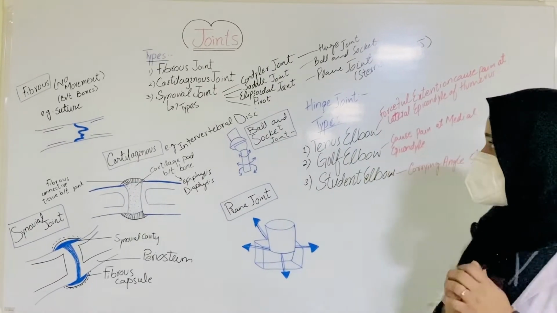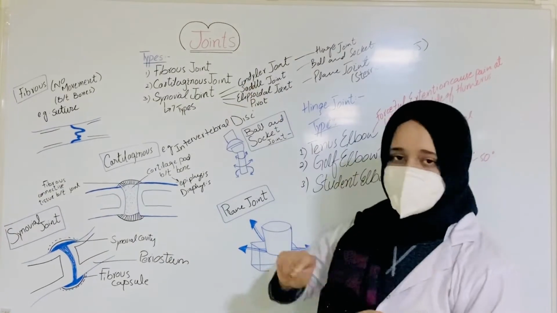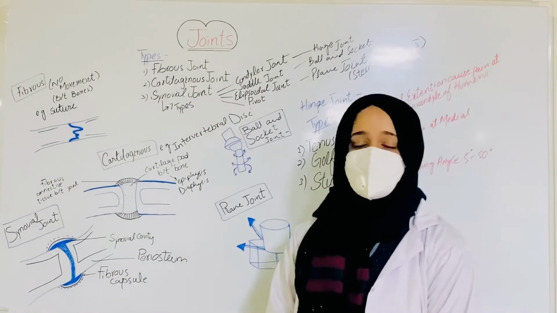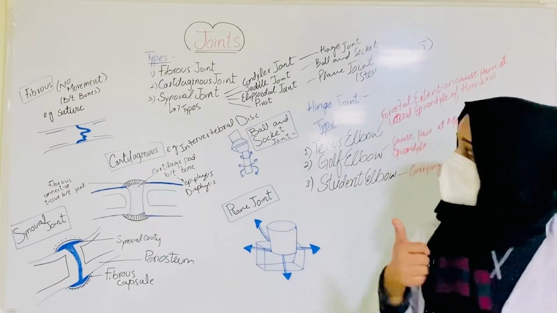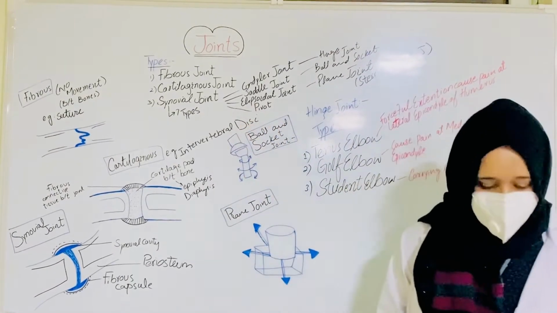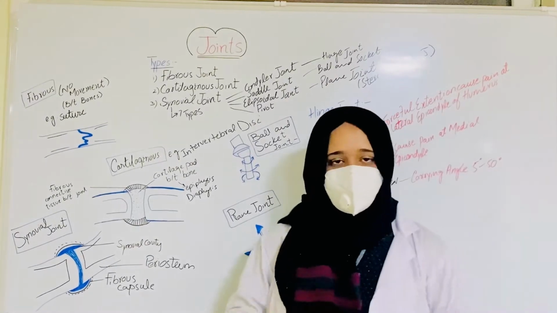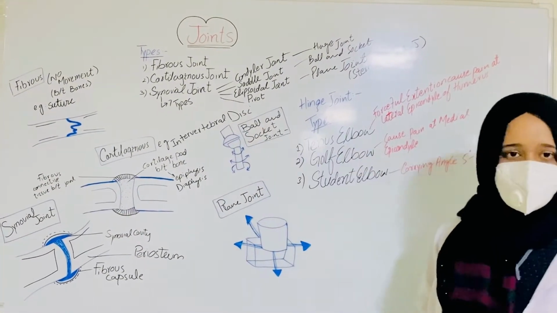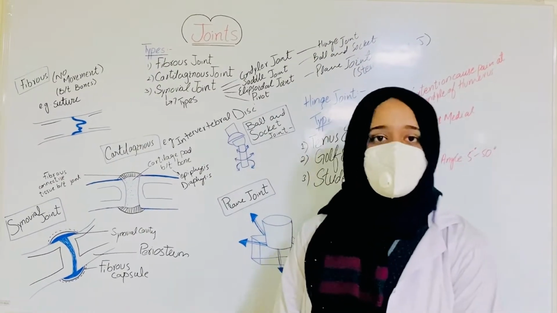metacarpophalangeal joint. Second one is the saddle joint. Saddle joint is present at the first metacarpophalangeal joint of the thumb. Third one is the ellipsoidal joint. It is present at the wrist joint, first metacarpophalangeal joint. Now the next one is the pivot joint. It is present at the radioulnar joint.